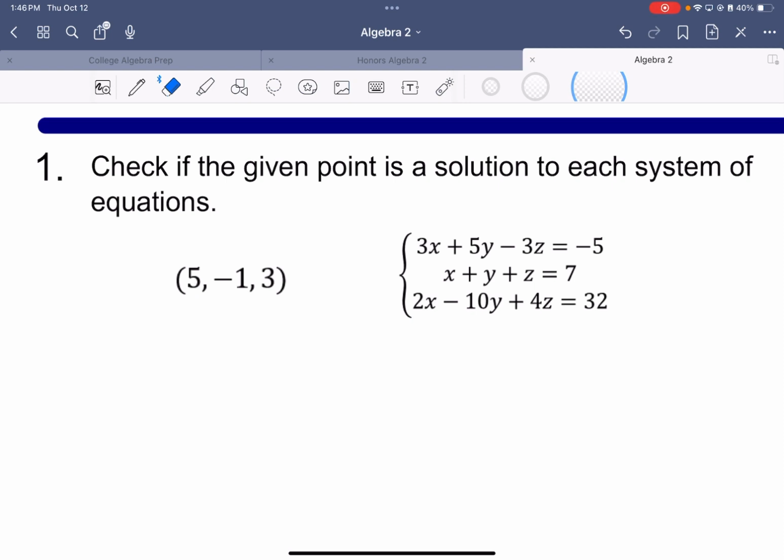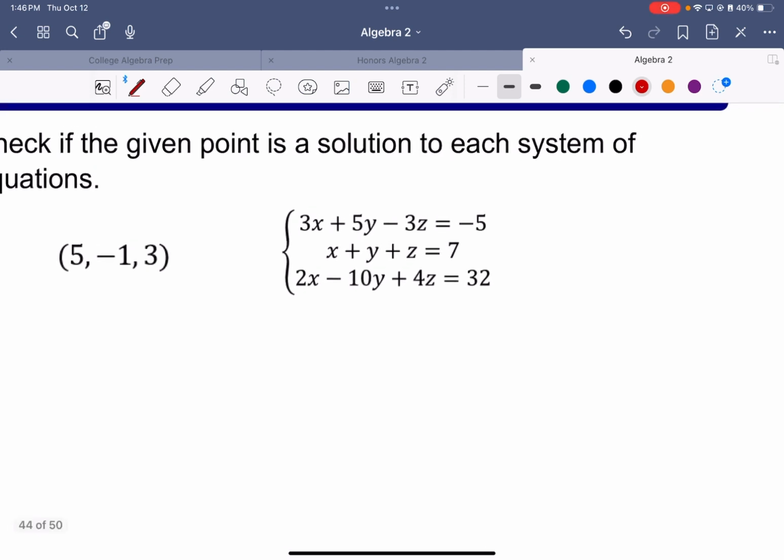What they want us to do in this question is check if I set my x value equal to 5, my y value equal to negative 1, and my z value equal to 3, does that work for each of these equations? And if it does, then that's a solution. So that's the first step that we're going to do today, is saying, okay, if I have this, is this actually a solution? So we're just going to kind of plug and play.